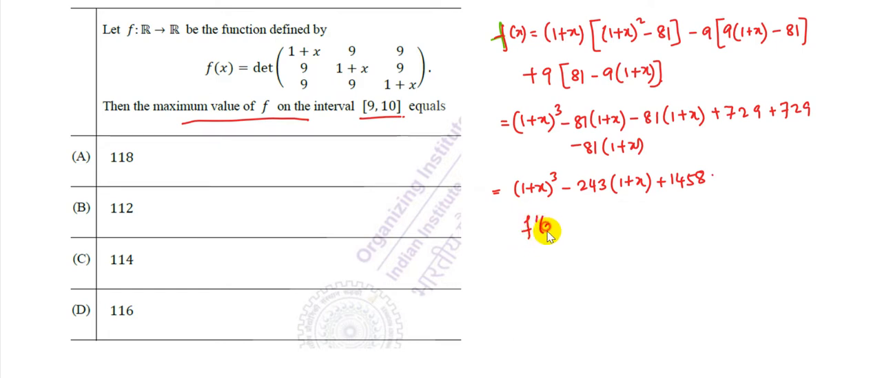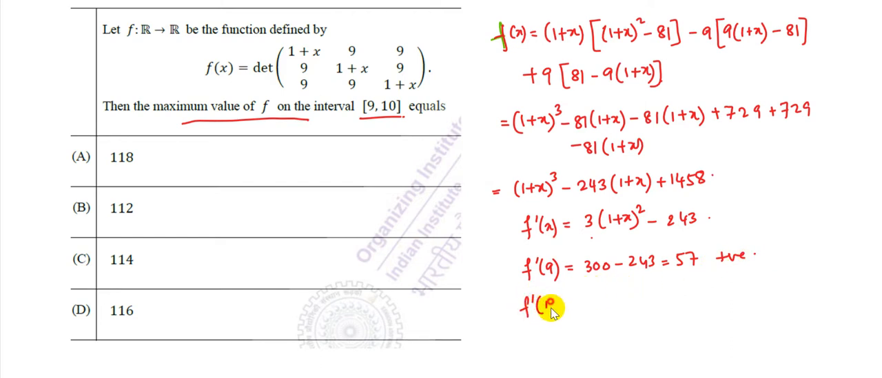So f dash x will be 3 into 1 plus x square minus 243. So for f dash of 9 will be 3 into 10 square, that is 300 minus 243, which is 57. So this is positive. So f dash is positive at the point x equal to 9, which means f(x) is an increasing function at x equal to 9.